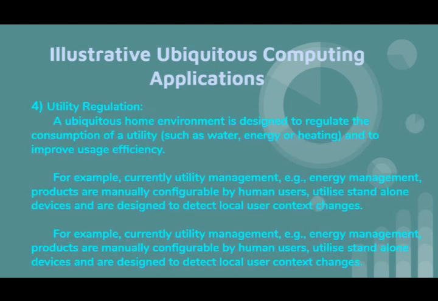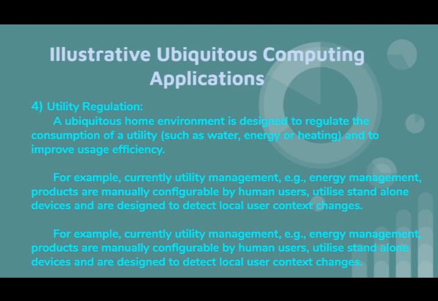Then the fourth one is utility regulation, and it is in our daily life. Also, the first 3 points are in our daily life, but most of the ubiquitous applications are working on utility. What does utility mean? Utility means it is related to water, energy, and heating. As we all know, we have different pumps with sensors, which means that for a particular level of water, the sensors will sense that the level has been crossed, then you need to shut down your pump. So this is related to that.